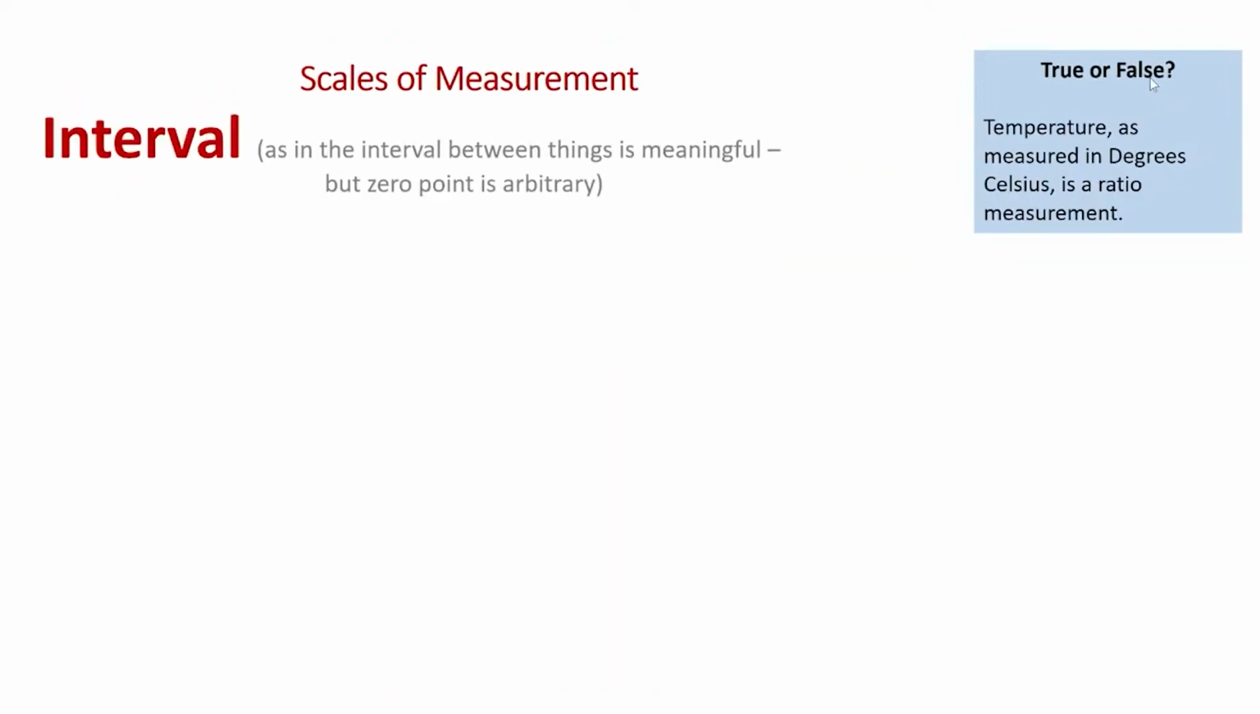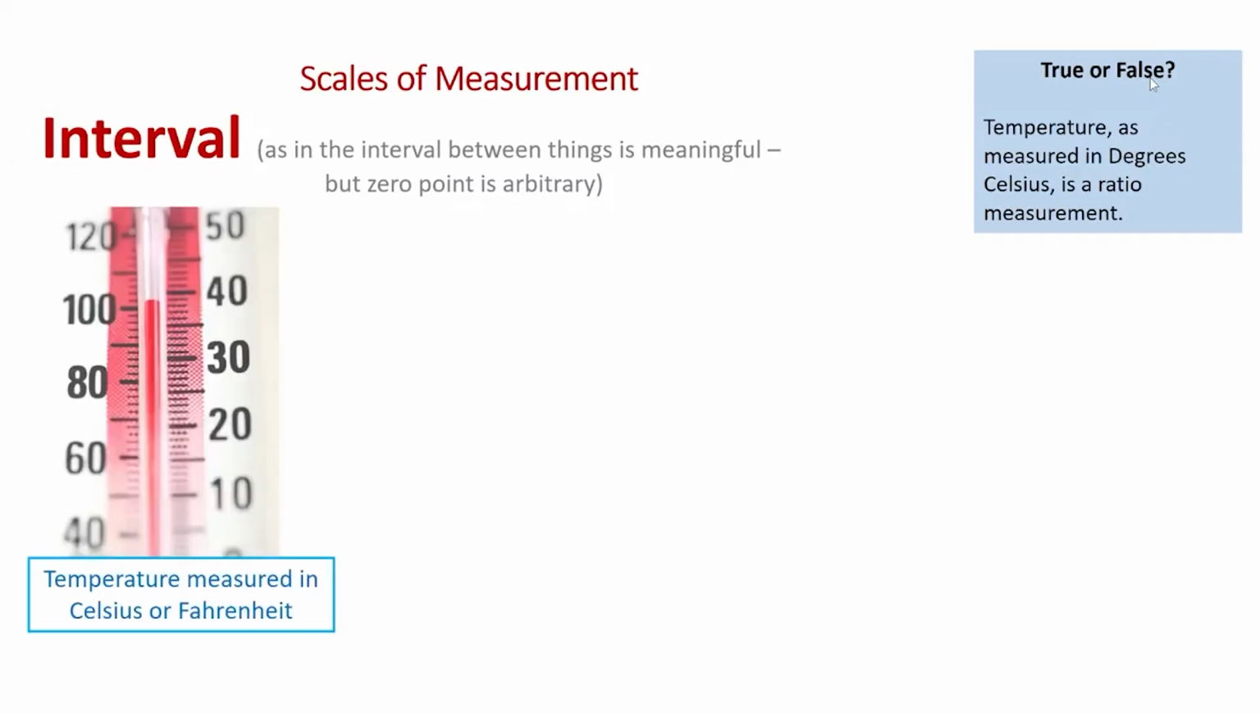The next scale of measurement is interval. The interval between things is now becoming meaningful, but for an interval scale, the 0 point is arbitrary. Classic examples of interval scales from other disciplines: temperature, if you measure it in Celsius or Fahrenheit, is a classic interval scale because the distance between the units is meaningful. However, the 0 point is arbitrary.